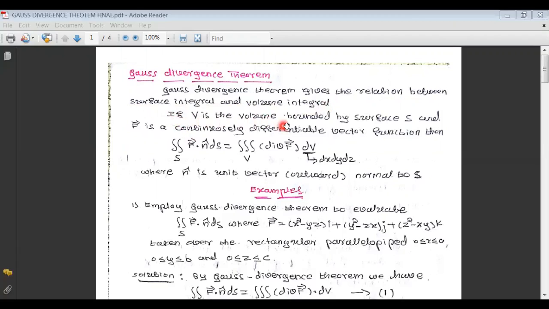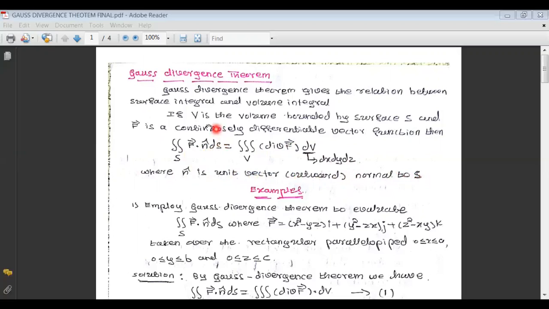If V is the volume bounded by the surface S and F bar is a continuously differentiable vector function, then the double integral over the surface S of F bar dot n cap dS is equal to the triple integral over the volume V of divergence of F bar dV, where dV is the differential of the volume and is generally given as the product dx dy dz, where n cap is the outward unit vector normal to the surface S.